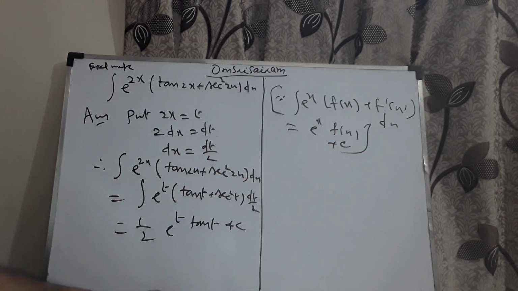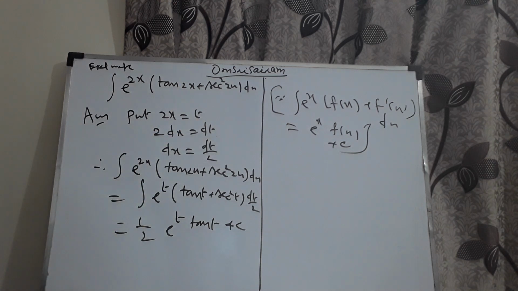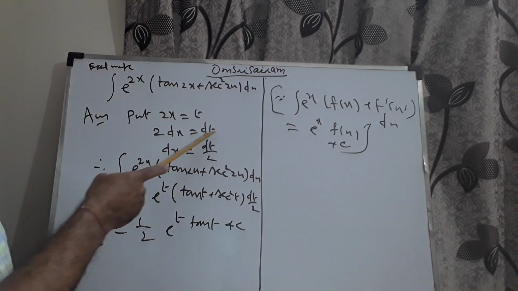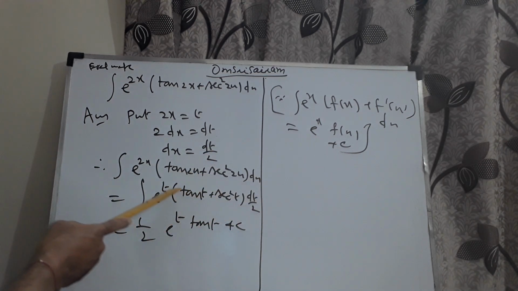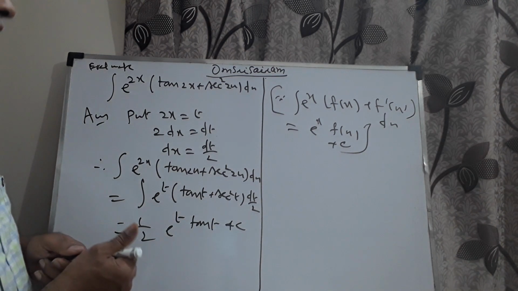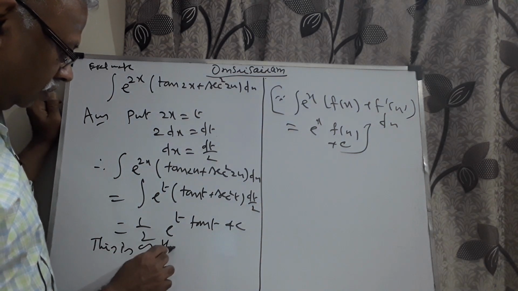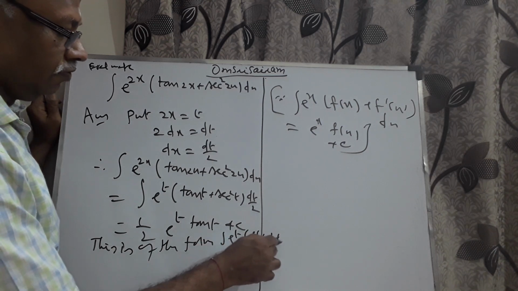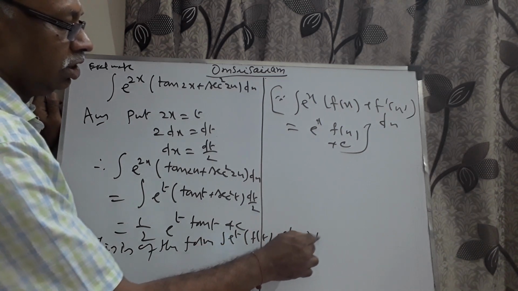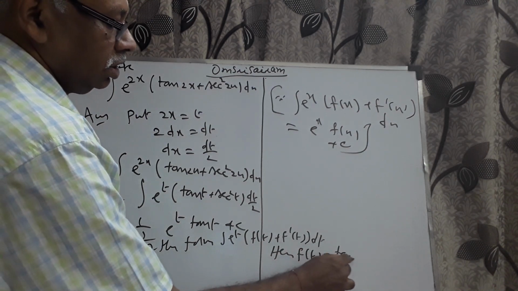I repeat the whole process. I put 2x equal to t, and 2 dx equal to dt, so dx becomes dt by 2. This dx is replaced by dt by 2, 2x is replaced by t, here e power t tan t plus secant square t. Now, this is of the form integral e power t into f of t plus f dash of t dt, and here f of t is equal to tan t.